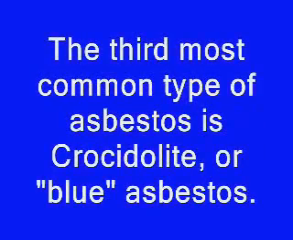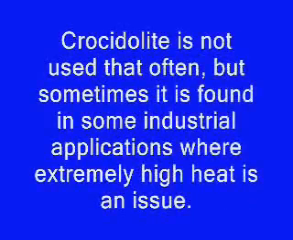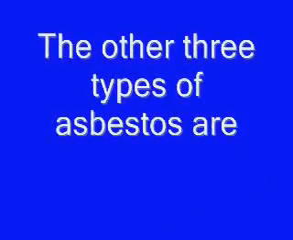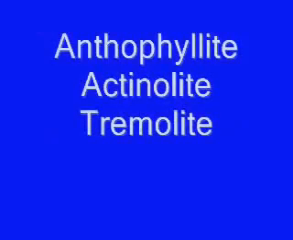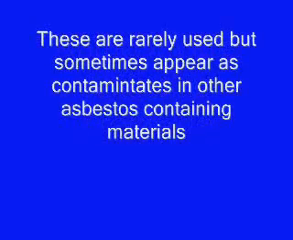The third most common type of asbestos is crocidolite, or sometimes called blue asbestos. Crocidolite is not used that often, but sometimes it's found in some industrial applications where extremely high heat is an issue. The other 3 types of asbestos are anthophyllite, actinolite, and tremolite. These are rarely used but sometimes appear as contaminants in other asbestos-containing materials.